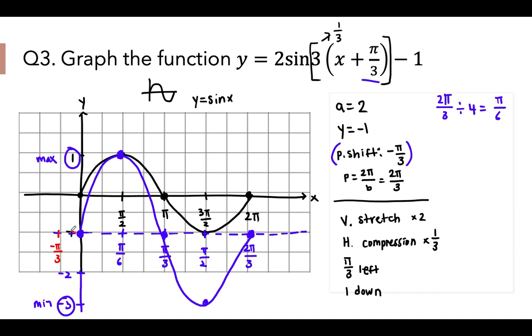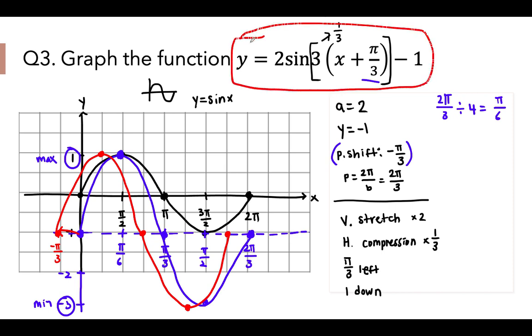So I'm moving left by pi over 3 for all the key points. So I'm moving left for this one, and then I'm moving left here, and I'm moving left pi over 3. And that's it. So connect the points. And this finally represents the whole transformation of the graph for the red one.